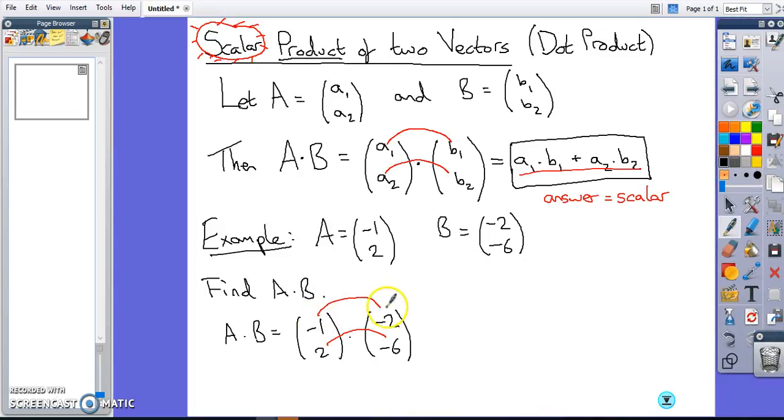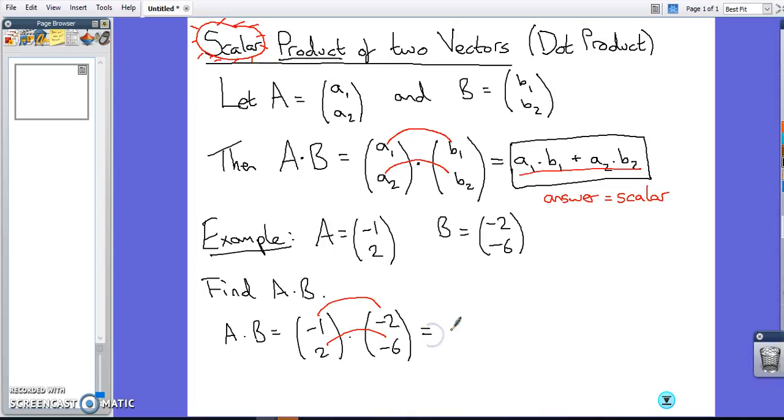So these two multiplied together, -1 times -2, a minus times a minus gives us a positive result, so that's a 2. Positive 2 times -6 gives us -12. So we add -12 to our 2, which, as we know, is the same as taking 12 away, and we get -10. And that's our answer. A scalar, not a vector, as we expected.